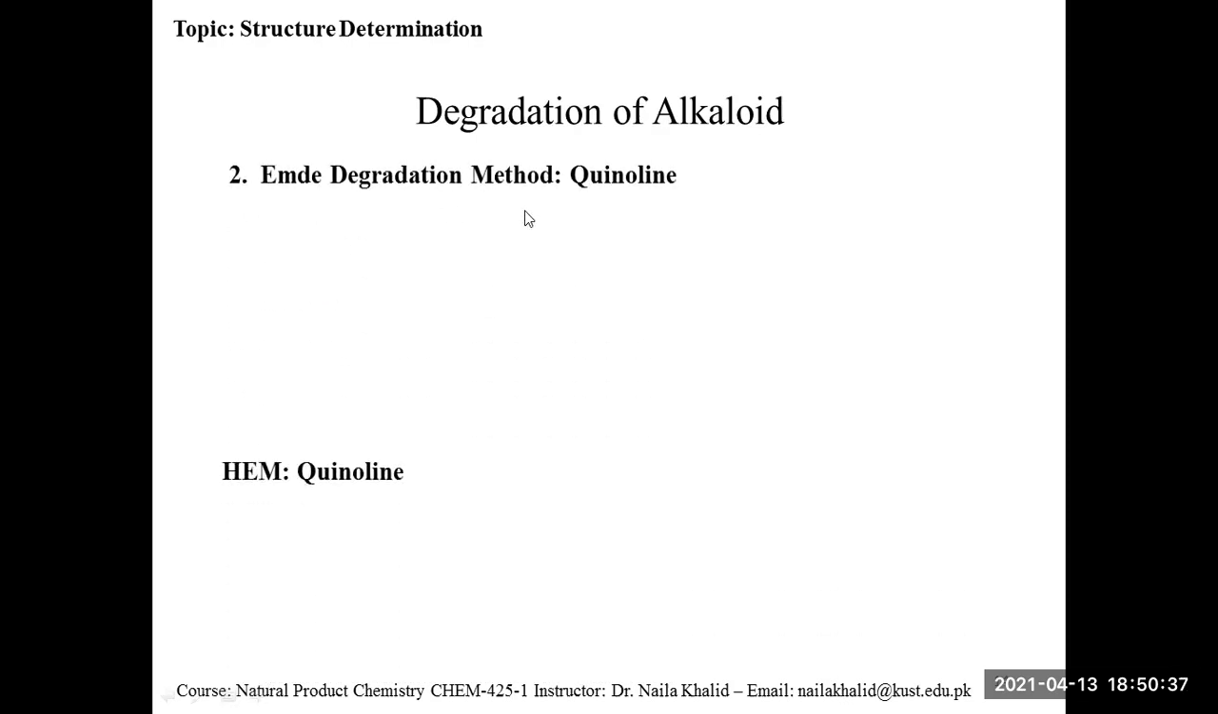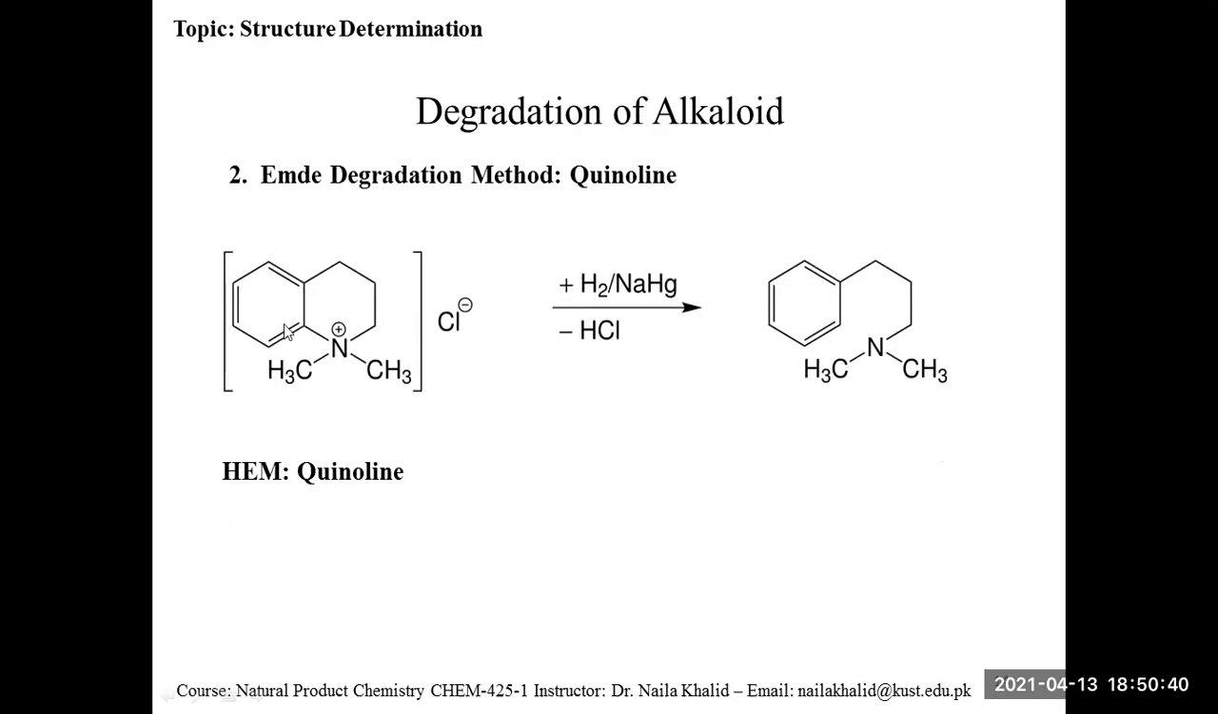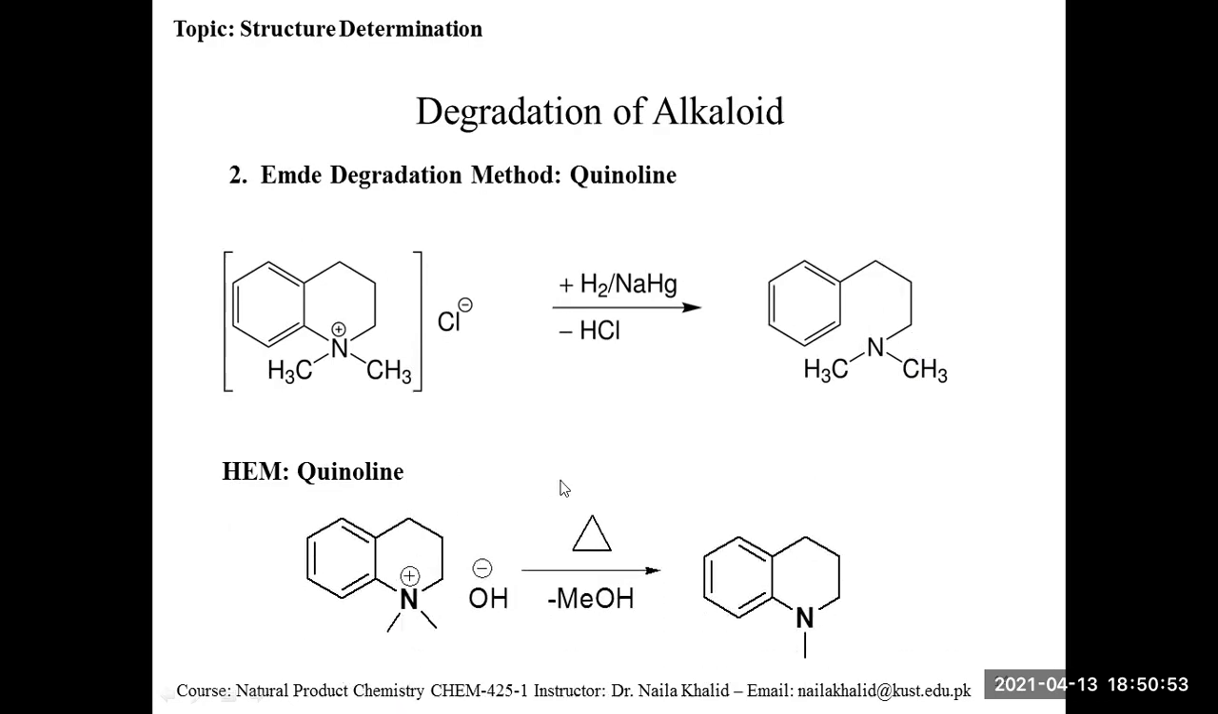This method can also be applied to quinoline like this. The quinolinium ion is reduced to this one, and then you go for Hofmann exhaustive methylation for further fragmentation of this one, and a double bond appears over here. Here is the quinolinium hydroxide, which is heated, and there is a possibility that demethylation may take place if it is not reduced. But if it is reduced, then it goes for successful degradation.